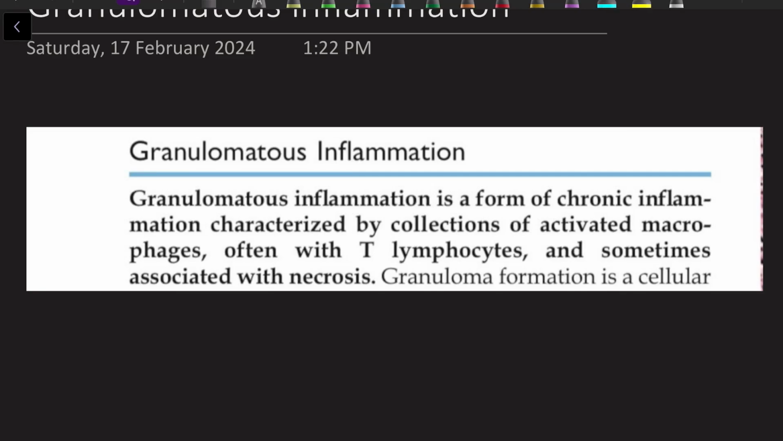So, we are going to discuss granulomatous inflammation now. First of all, we will see the definition of granulomatous inflammation, and this definition is also from the Robbins textbook. Granulomatous inflammation is a form of chronic inflammation. This is the first thing that you have to notice.